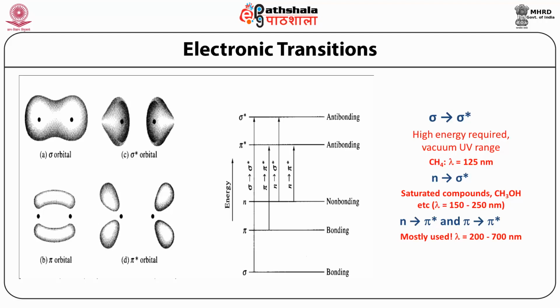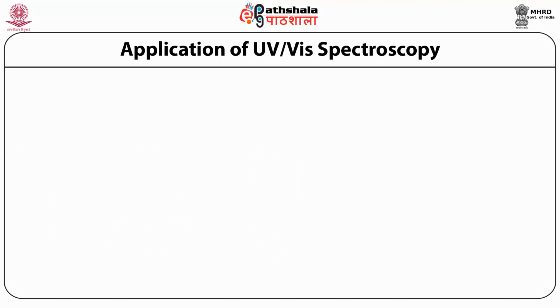This is caused by the attractive polarization forces between the solvent and the absorber, which lower the energy level of both the excited and unexcited states. This effect is greater for the excited state, and so the energy difference between the excited and unexcited state is slightly reduced, resulting in a small red shift. This effect also influences n to pi star transition, but is overshadowed by the blue shift resulting from the solvation of the lone pair. Let us discuss the application of UV visible spectroscopy.